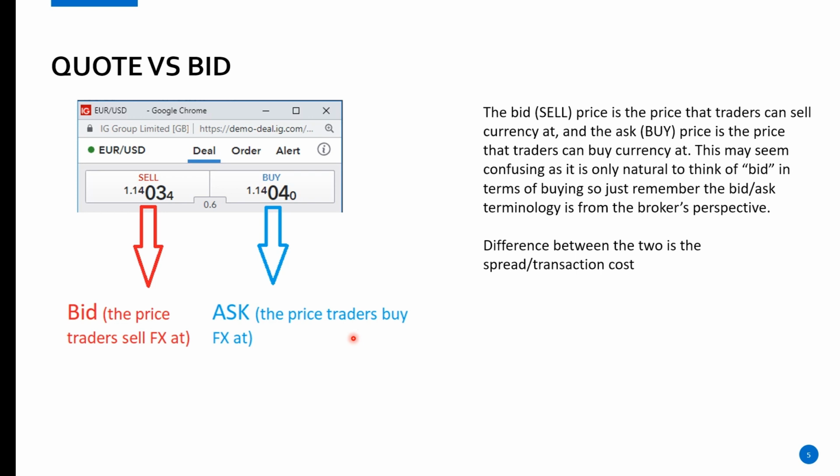If you look at this particular quote for the euro dollar, where it is 1.1403, and the buy, which is basically the ask, at 1.1404, there's a difference of 0.6 pips. You see the spread is 0.6 pips. So this is basically what the broker earns from allowing you to make that particular transaction.